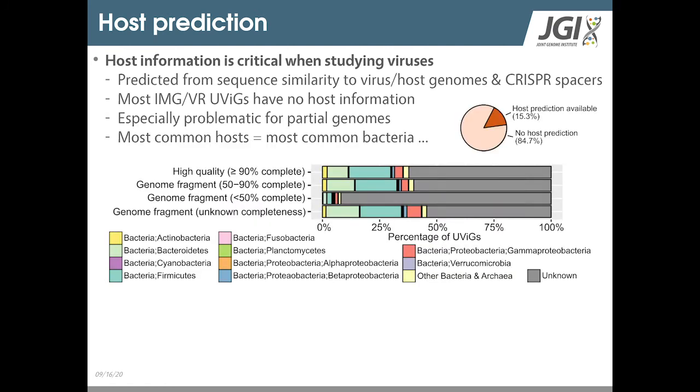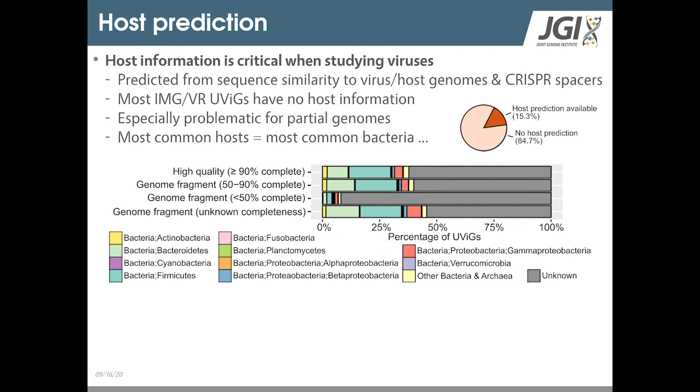So this is a bit more complex than this 15%. If you break it down again by completeness, you can actually see that for genome fragments that are less than 50% complete, so these very short pieces of genomes, you have almost no host prediction. But for genome fragments that are 50 to 90% complete or more than 90% complete, this is much better. You get to like this 35%-ish range. And so it's not as bad as this 15%, although you can of course argue that that's a lot of gray here, a lot of sequences for which we have no clue what the host is.